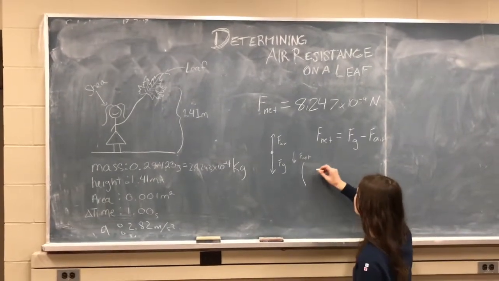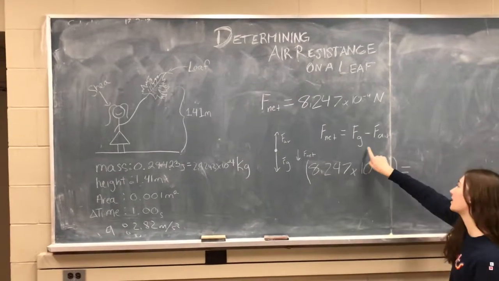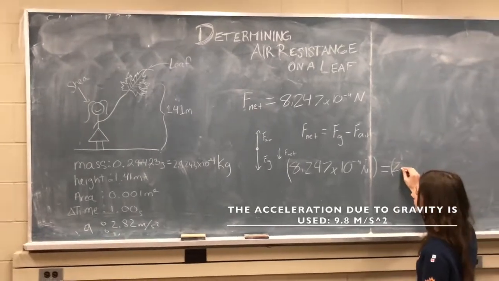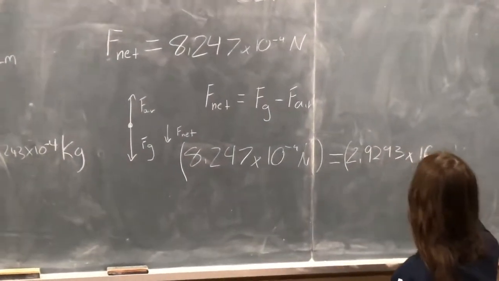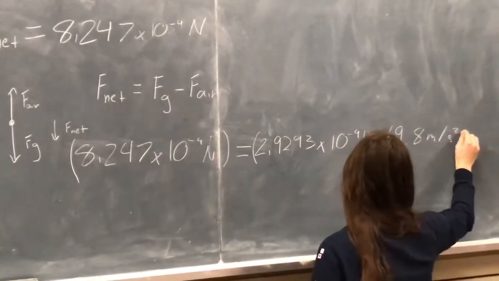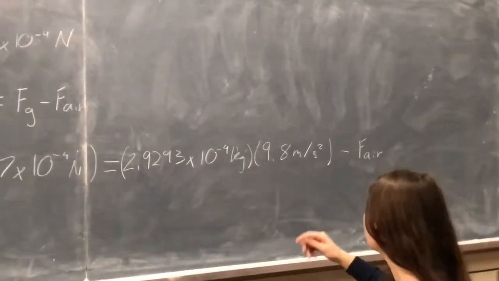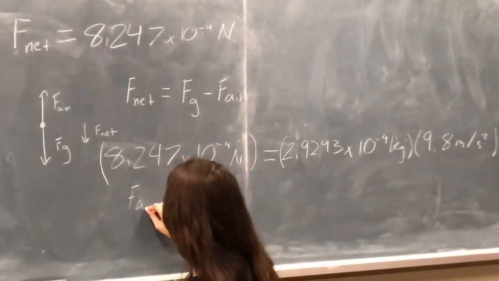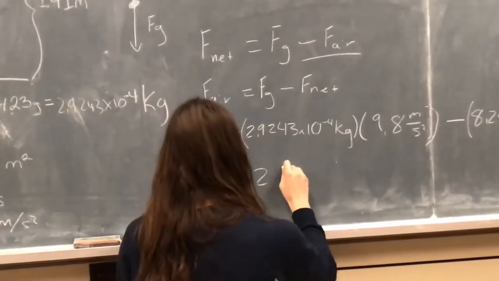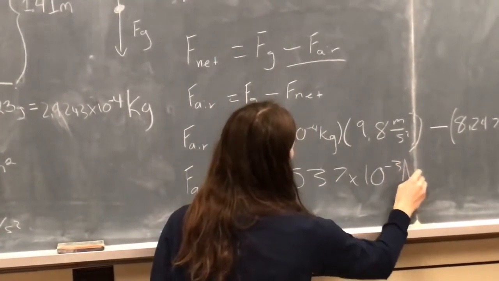So we have our net force is equal to mass times acceleration. In this case, it's not the acceleration that we found, but 9.8 meters per second squared. Rearranging this equation, we can find that the force of the air on the leaf is equal to 2.0537 times 10 to the -3 newtons.